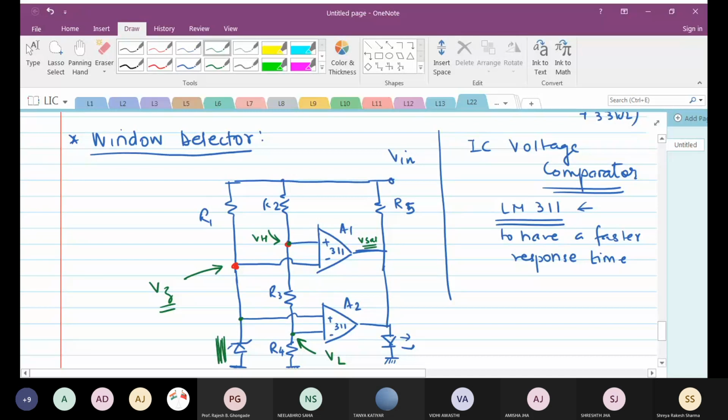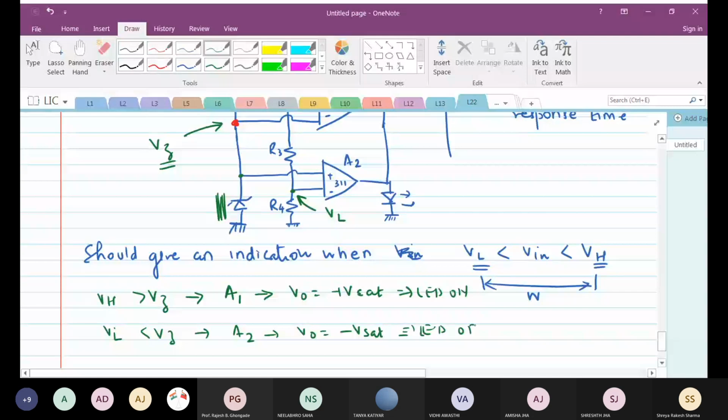Means what? A2... so this is less than Vz. It means that A2 is taking its output to minus Vsat. Minus Vsat will mean that this LED is on, whereas here the LED is off. So whenever the voltage is between the range VH and VL, this LED is going to stay on. Okay, this is how this particular window detector will function. Okay?